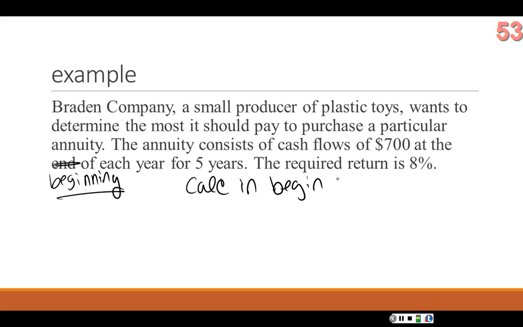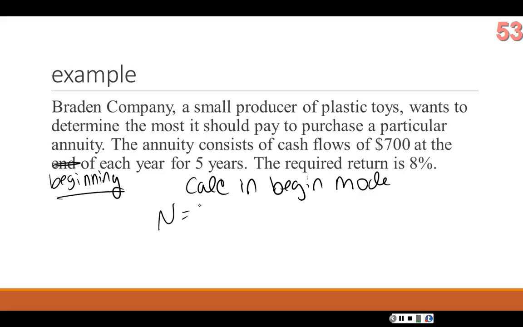When you're done working an annuity due problem, you should always immediately switch your calculator back to end mode so that you don't accidentally work problems in begin mode, because you'll get every answer incorrect. So we've already drawn the timeline for the ordinary annuity, so we can just enter this in. Now that we have it in begin mode, we treat this just as if it were an ordinary annuity problem.